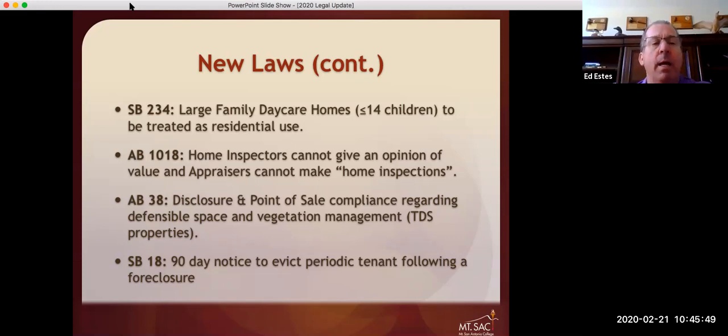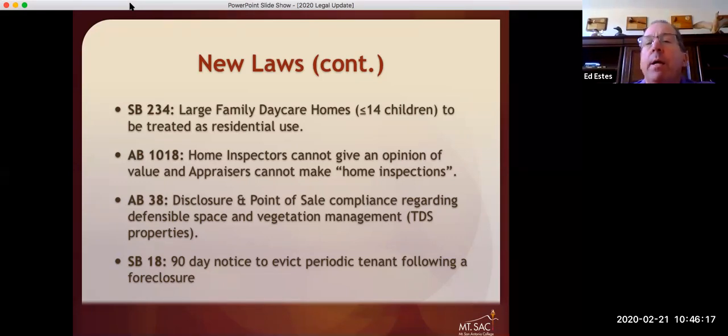And last item, SB 18, 90-day notice to give to a periodic tenant if the property has been foreclosed upon. So we all know that if the tenant has been in the property for less than a year, you need to give a 30-day notice. If the tenant has been in the property for over a year, you need to give a 60-day notice, both on a periodic or month-to-month tenancy.